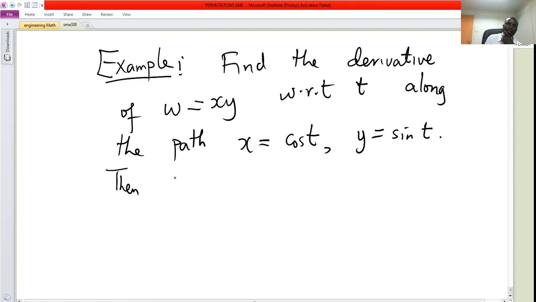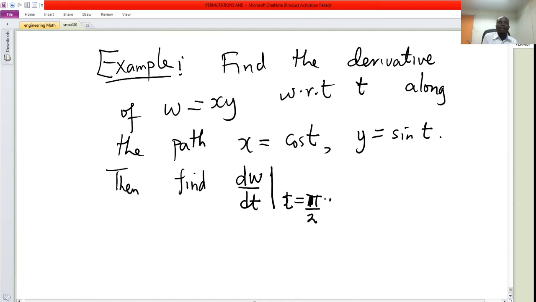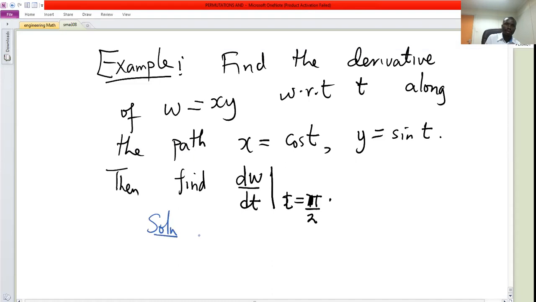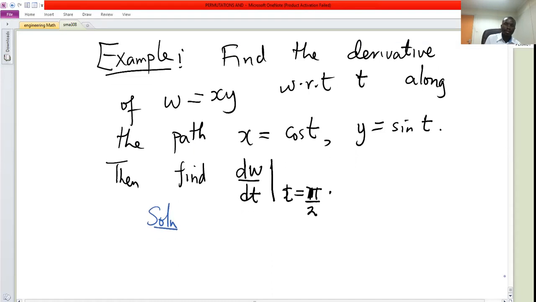Then find dw/dt at the point where t equals pi over 2. So this is a nice problem. You see w depends on x and y, and x and y depend on t. So the solution for this: the derivative of w with respect to t.